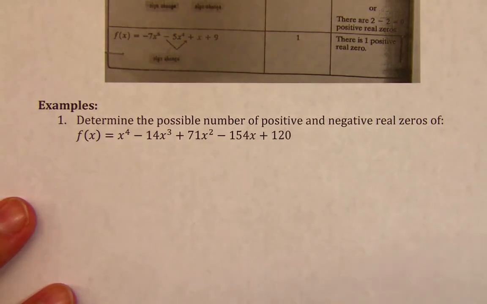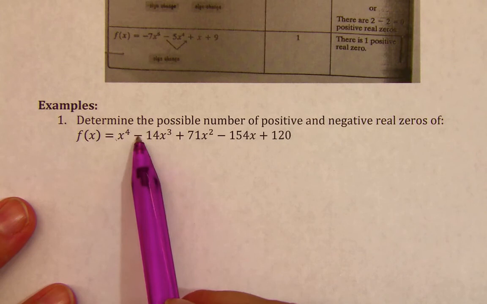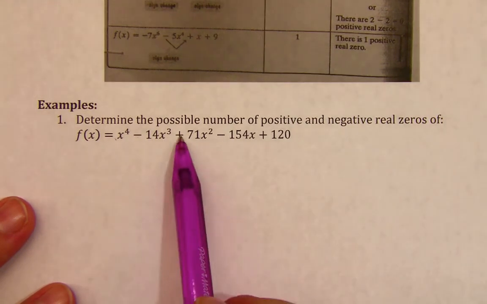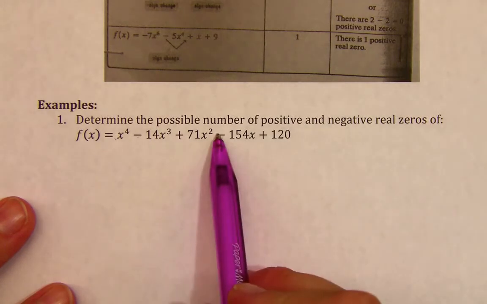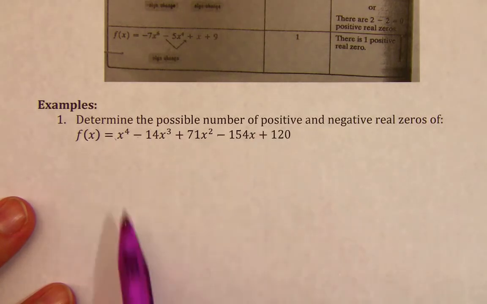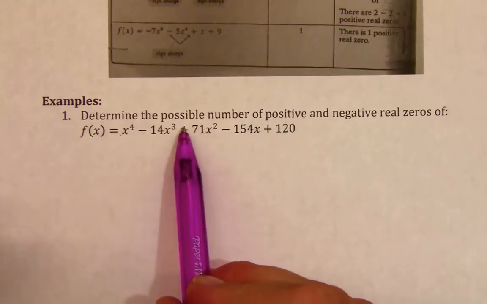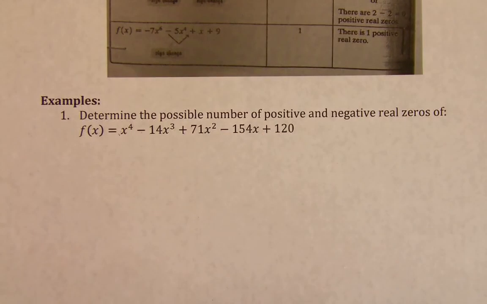So we're looking at how many times it's changing signs. Our first term is positive, and then the next term is negative. That's 1 sign change. Then our next term is positive. That's another sign change, so now we've got 2. Another sign change. Another sign change. So that's from positive to negative is 1, and then 2, and then 3, and then 4. So we have 4 sign changes.